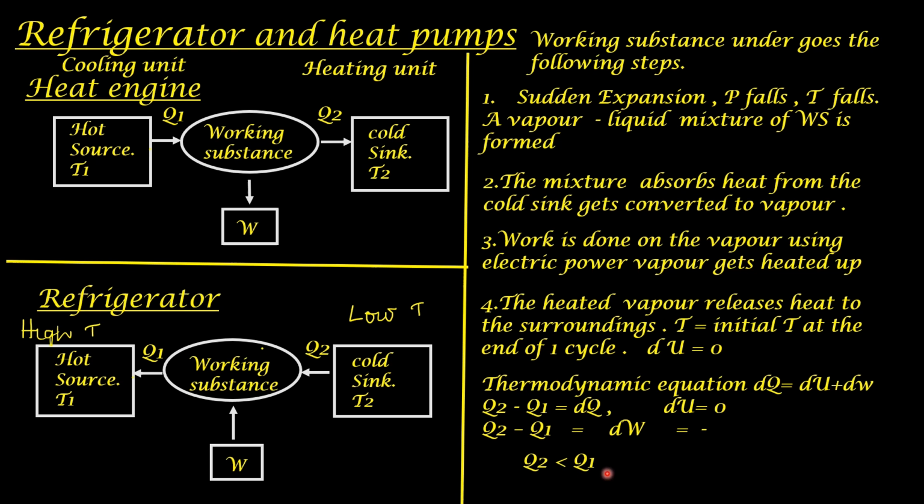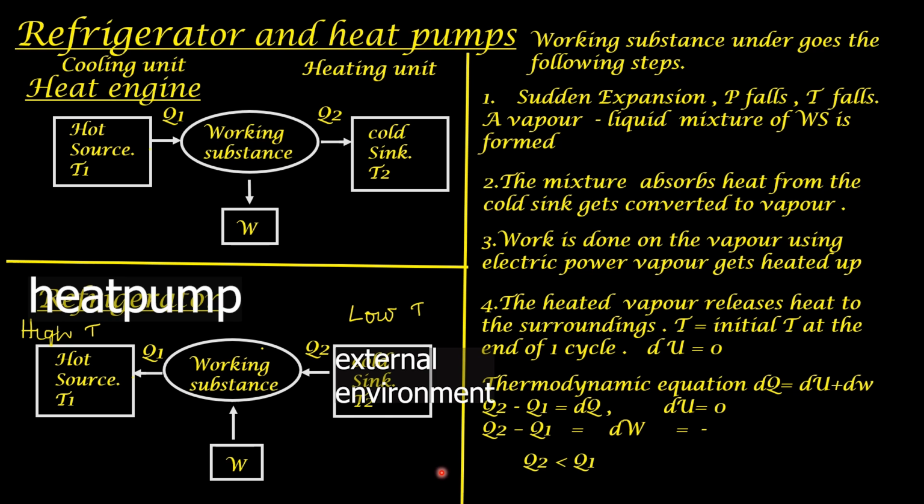Here Q2 is less than Q1. So Q2 minus Q1 becomes a negative value. So work done is negative. We know that work is done on the system. In physics, we take such work as negative. All these points, including the block diagram discussed for refrigerator, is applicable for the heat pump also. But in the case of heat pump, the cold sink is the external environment and the hot source is the room, so that the room gets heated up.